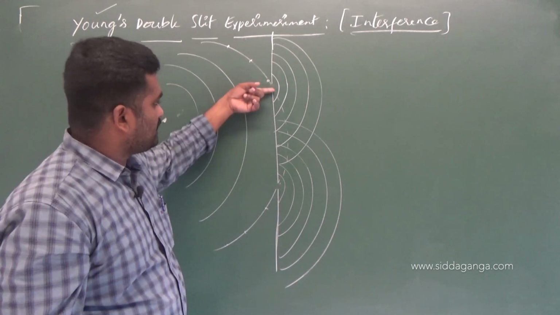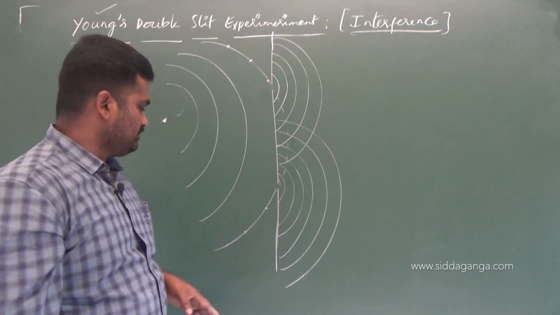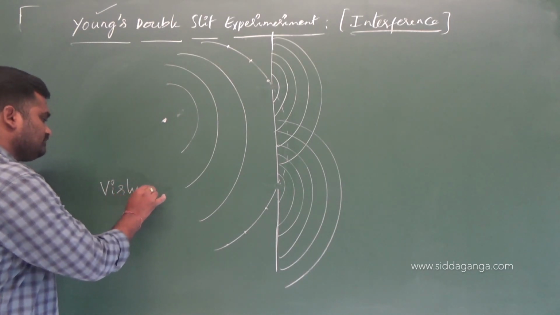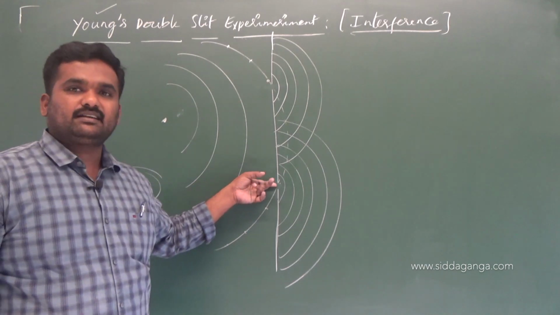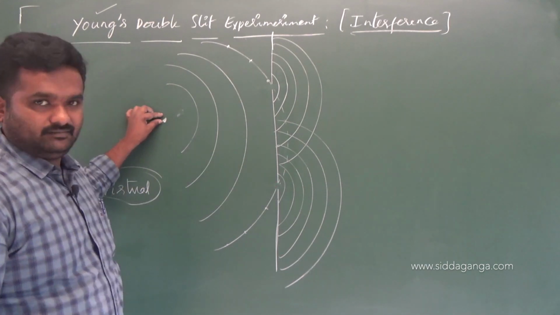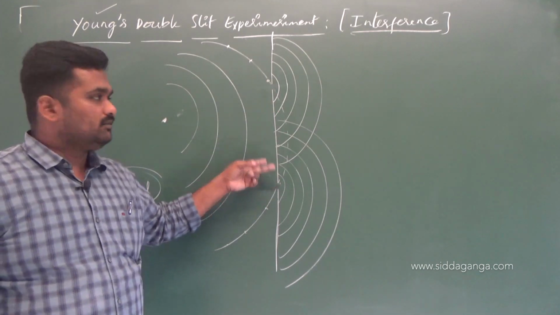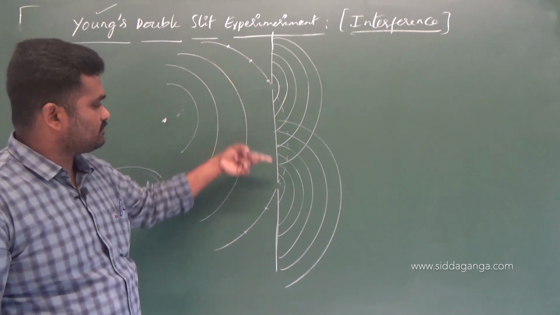The two slits are acting as two sources. Are they real sources? They are virtual sources. Remember this. Which type of sources here? Virtual sources. Why? Because light is not originating from here exactly. Really the source of light is here. This is a real source. And these two are what? Virtual sources.